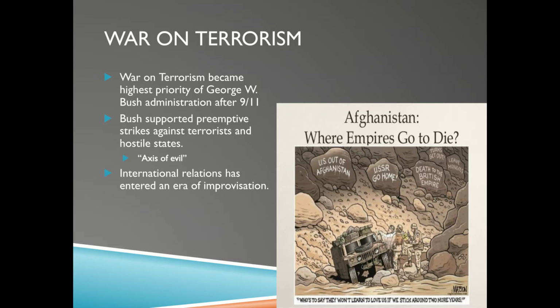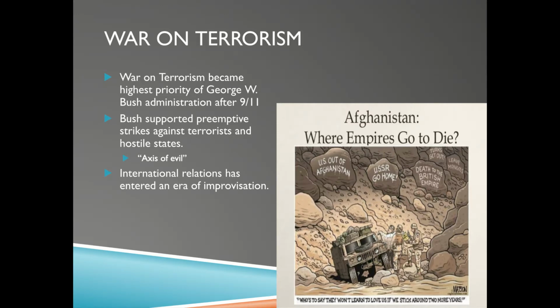Bush supported preemptive strikes against terrorists and hostile states. He called them his axis of evil. His axis of evil was North Korea, Kim Jong-il, the father of the recently deceased Kim Jong-un, Iran, and Iraq headed by Saddam Hussein. He tried to tie Saddam Hussein into funding terrorists and having weapons of mass destruction, and that would then lead to our future invasion of Iraq under the umbrella of the so-called war on terror.